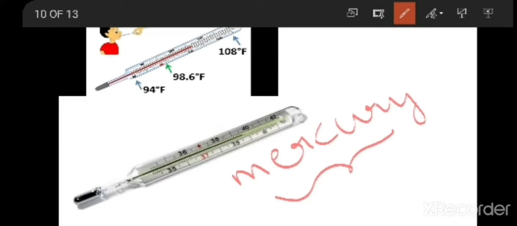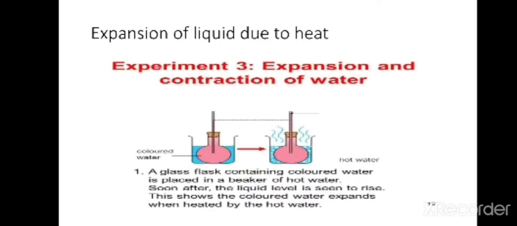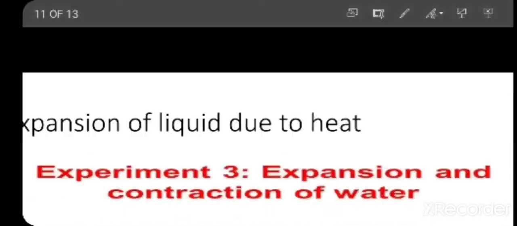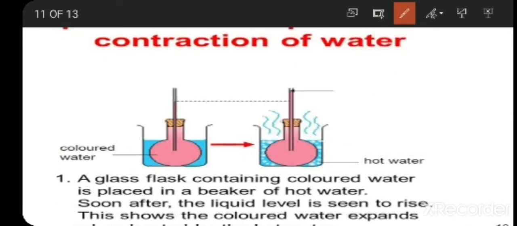So for that we are going to see an activity. By that we are going to understand why we are using mercury inside the thermometer. If you see here, we have an activity. For this activity, you have to take a flat bottom flask. This is known as a flat bottom flask. In this flat bottom flask you have to fill it with colored water.